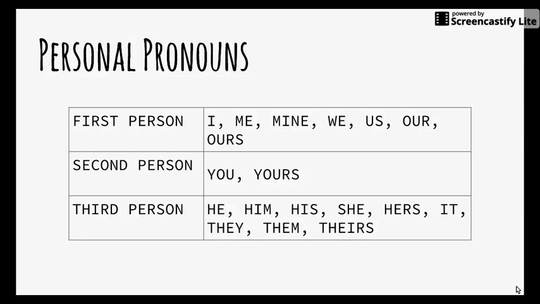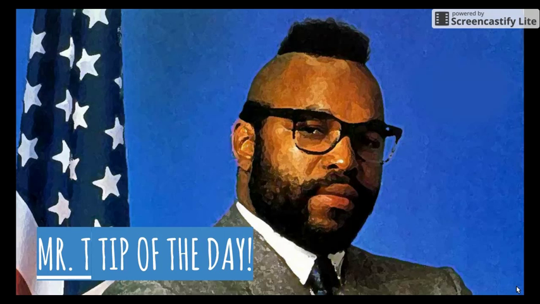If you're talking to somebody, you would say you or yours. If you and somebody are talking about some other person that's not around or that you're just not talking to for whatever reason, you would say he, him, his, she, hers, it, they, them, or theirs. These personal pronouns all refer to, wait for it, a person. Yeah, I know, it's tricky, right? But you got to be careful.